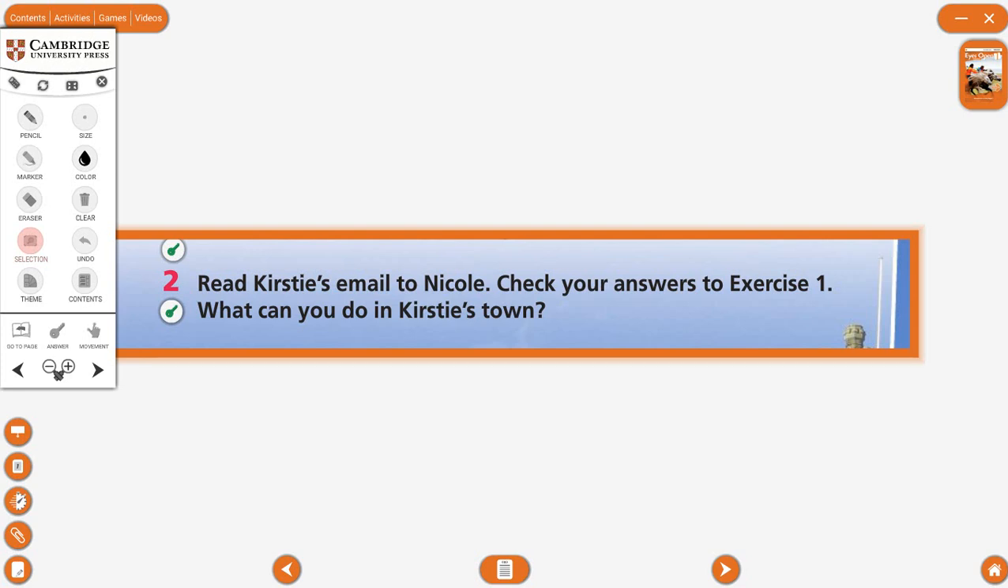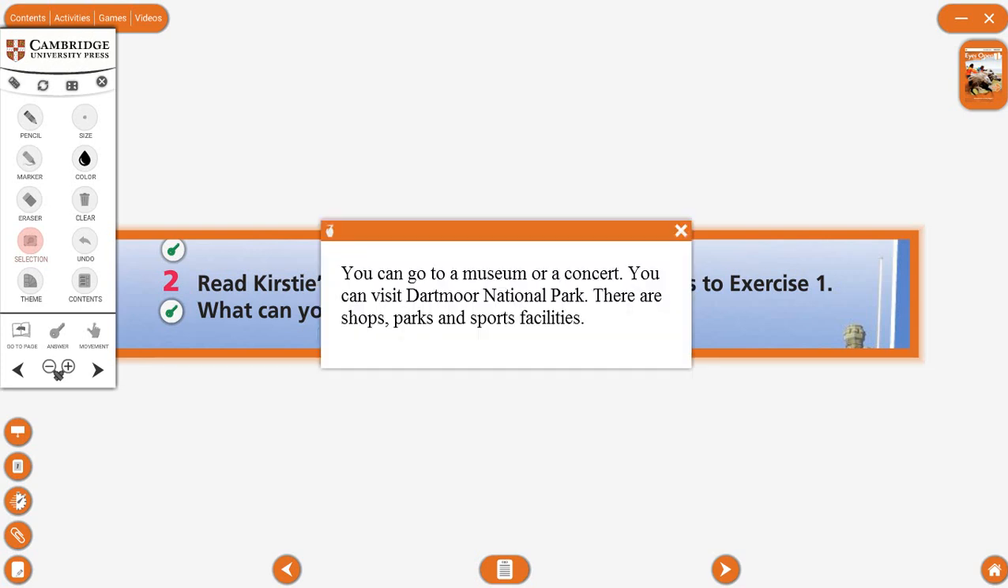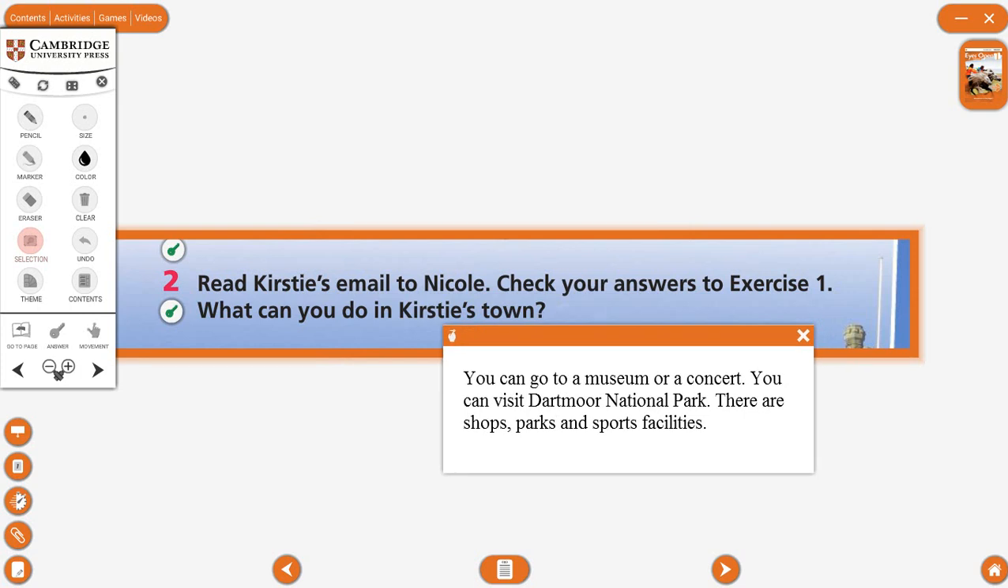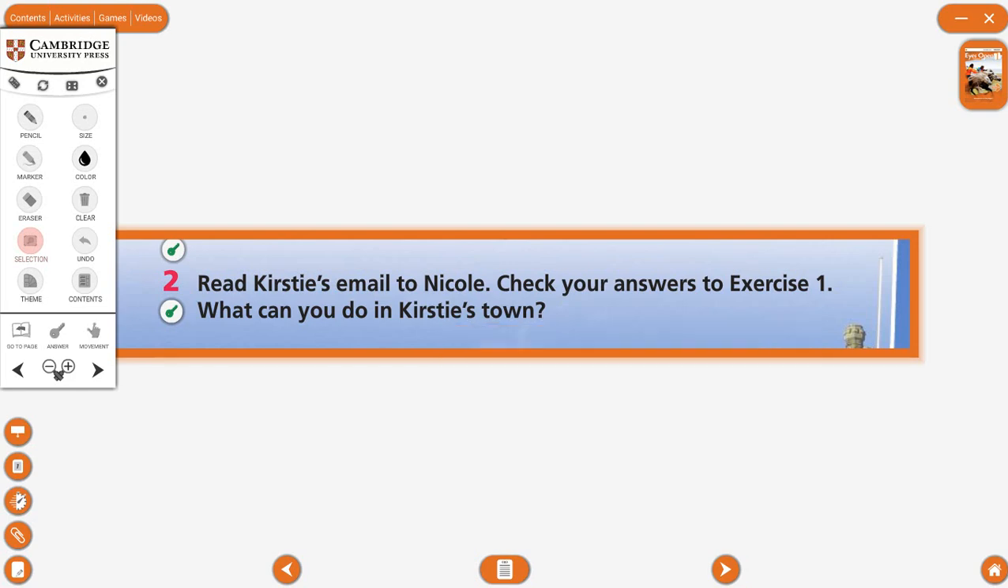Now I open the answer and you can check your answer. You can go to a museum or concert. You can visit Dartmoor National Park. There are shops, parks, and sports facilities. Now I close it. Please write the answer under the question.